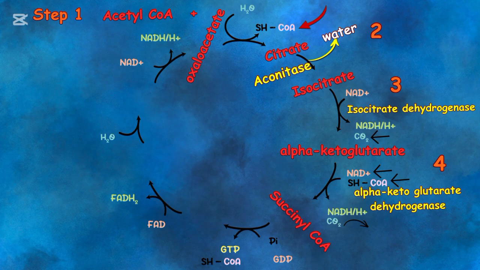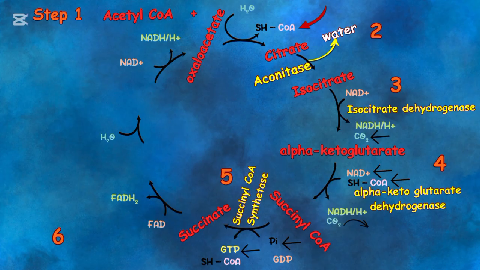In step 5, the CoA is replaced by a phosphate group and energy is transferred to form GTP. This leaves a 4-carbon molecule called succinate, and this step is catalyzed by the enzyme succinyl CoA synthetase. In step 6, succinate is oxidized to fumarate. 2 hydrogens are transferred to FAD, creating FADH2, and this step is catalyzed by the enzyme succinate dehydrogenase.